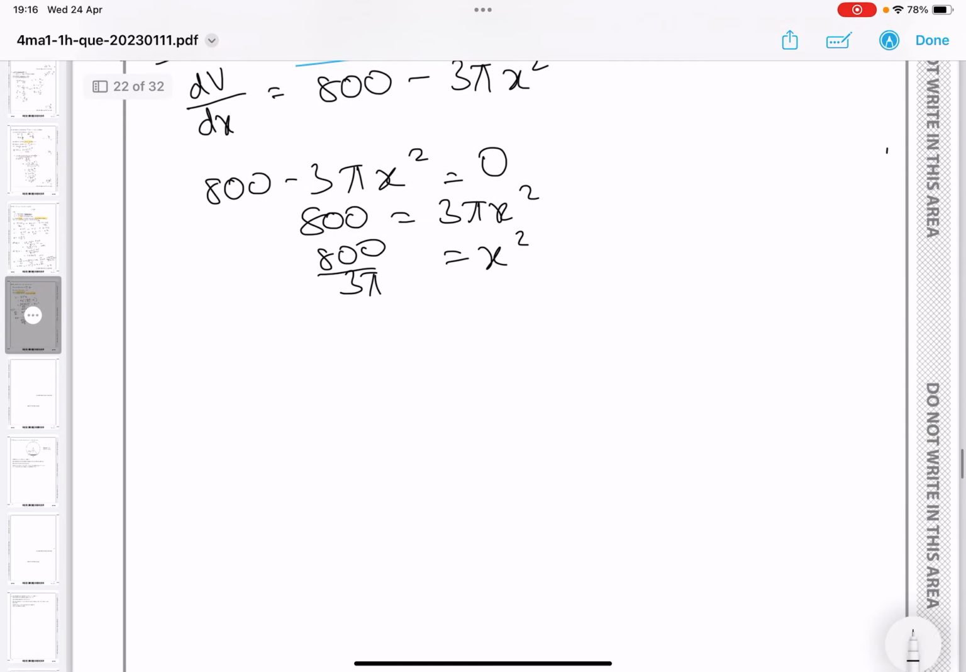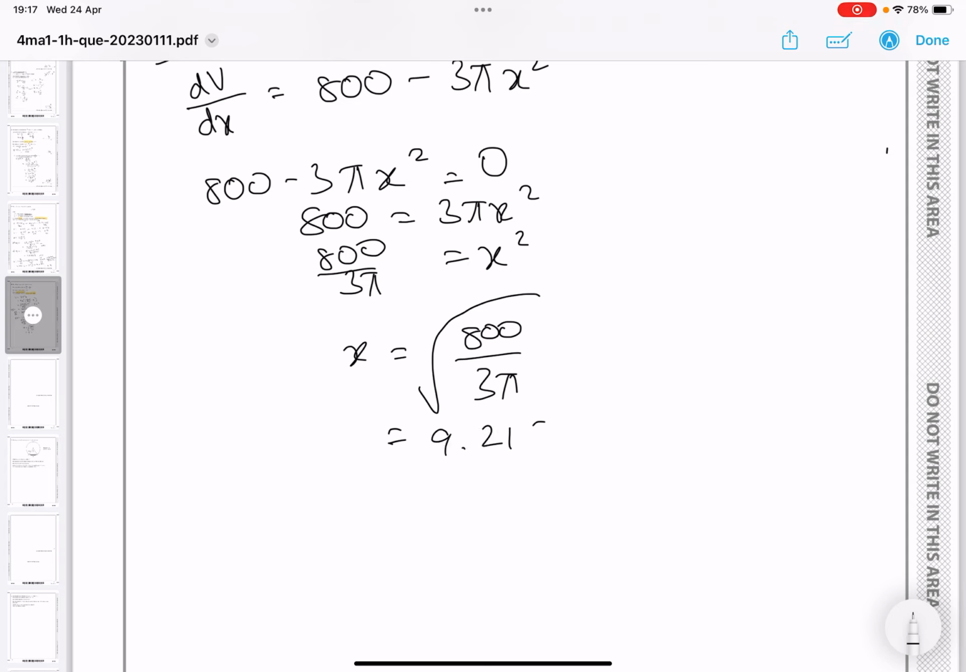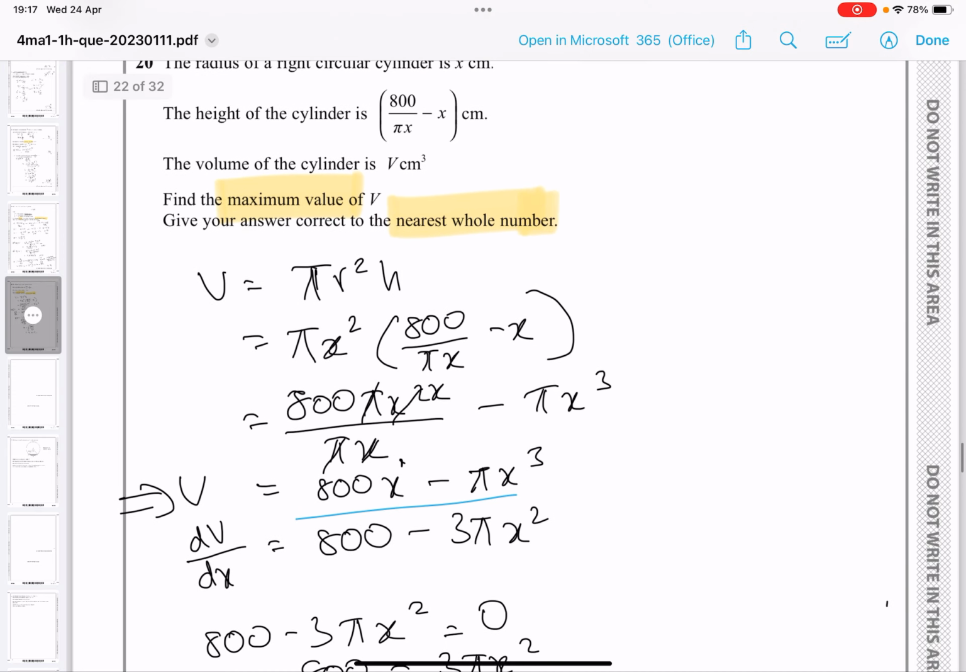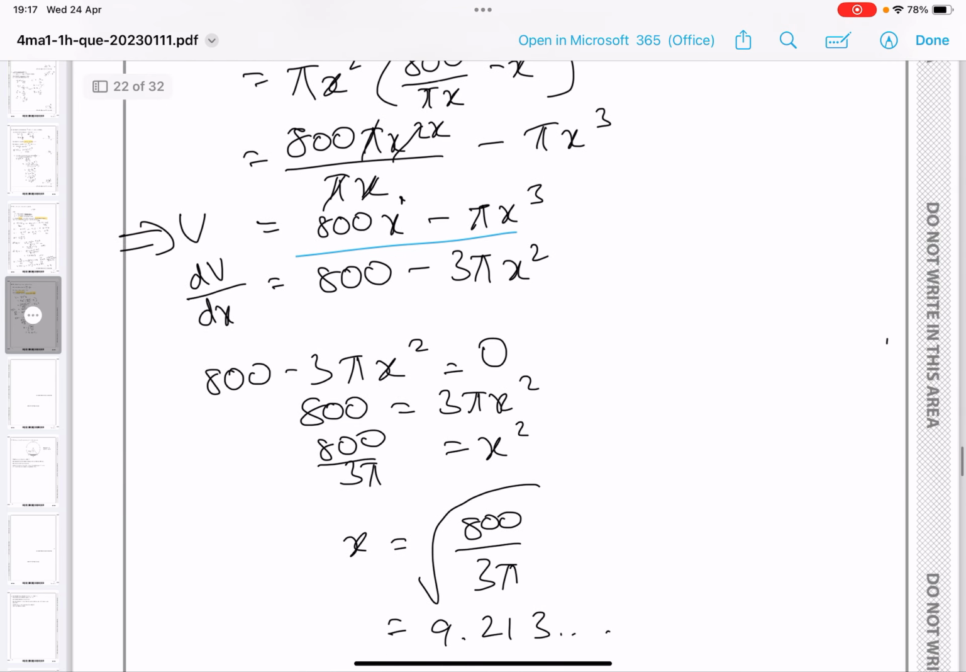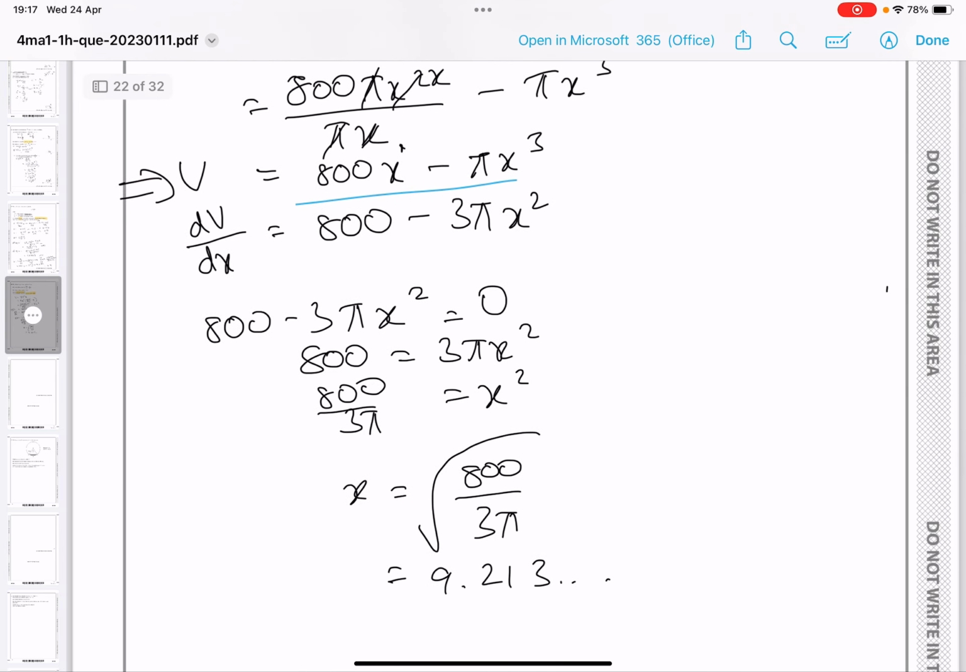Let's go down. Okay, x equals root 800 over 3 pi. And if you put that in your calculator, you should get an answer of 9.213... Now, make sure you read the question. It's asking for the maximum value of V. So you have to make sure you substitute x back into the equation for V, which we have here.